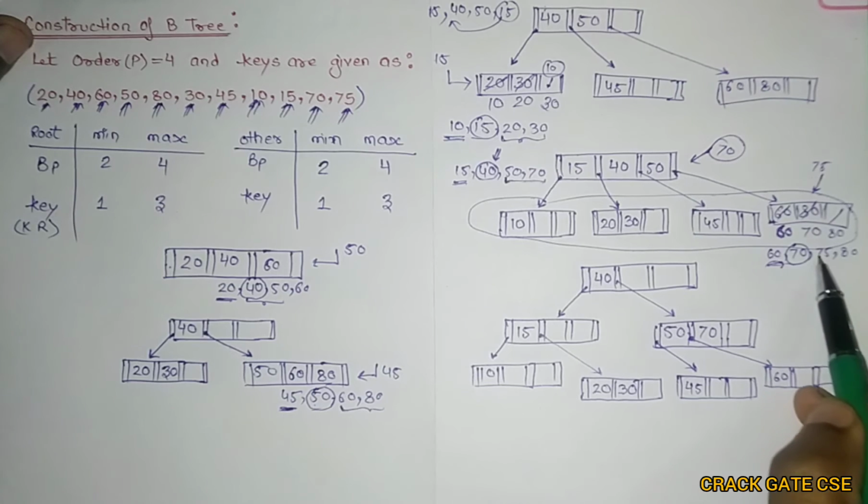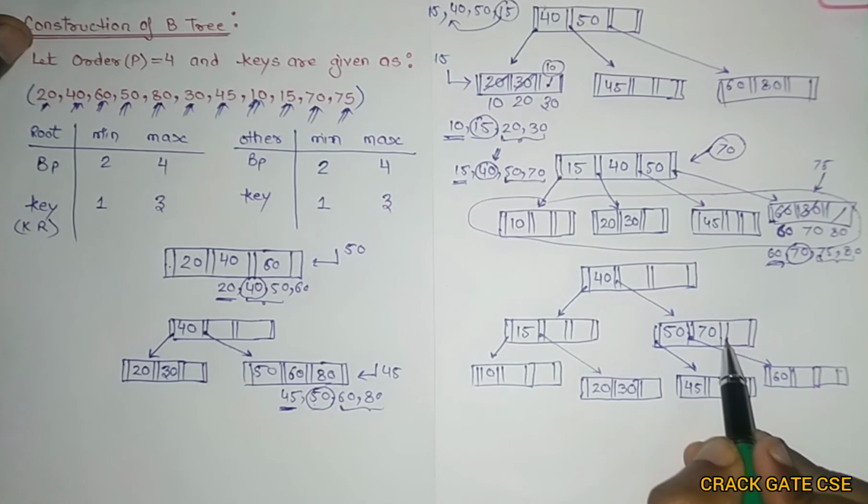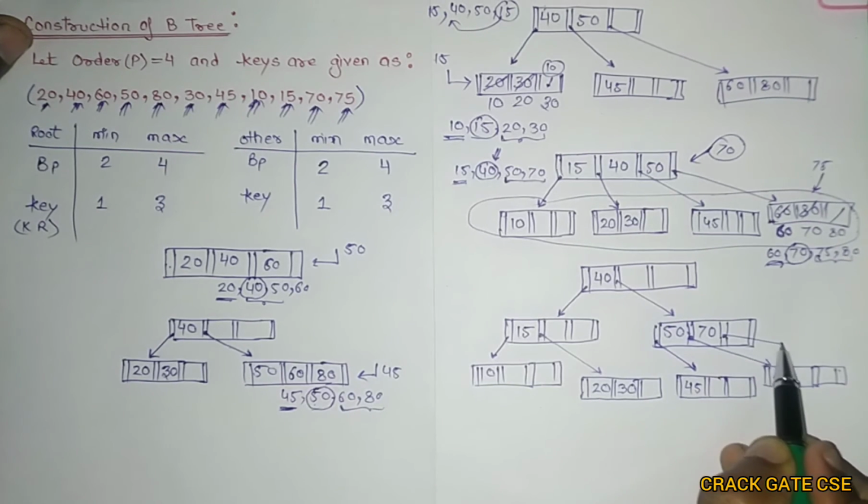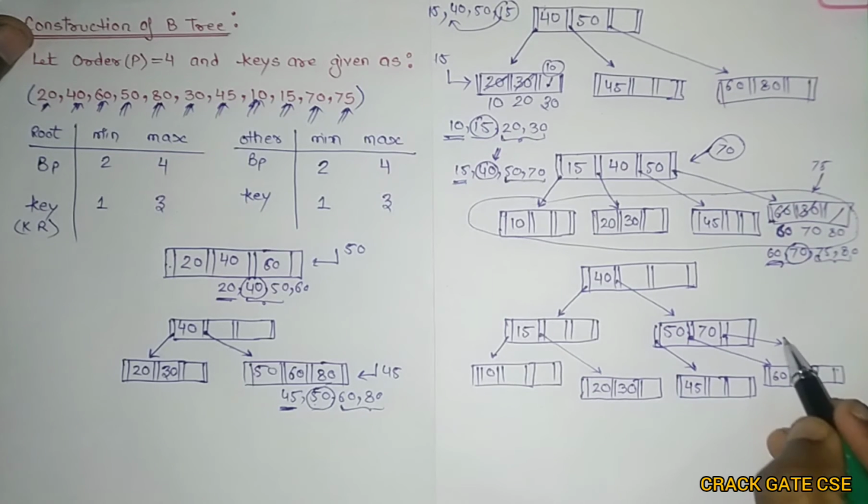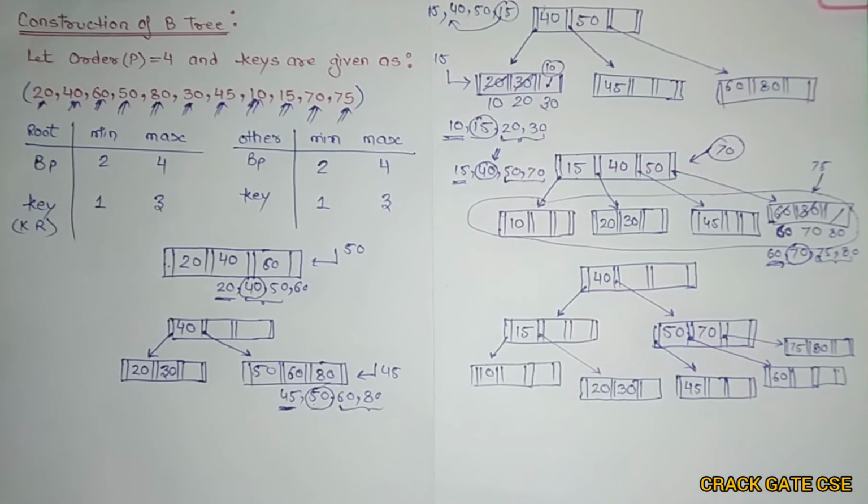right? Now this 75 and 80 should be after this 70. That means it should be like 75 here, 80 here and one remaining space. So this should be our final B tree. It is having 2 child, it is having 3 child, it is having 2 child, right?